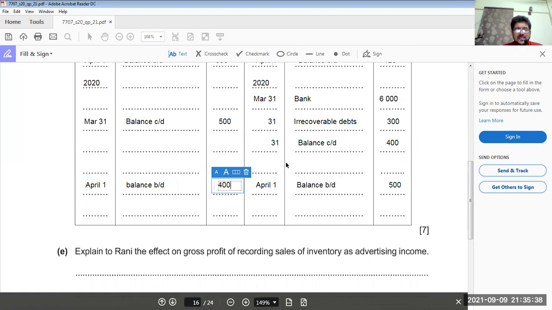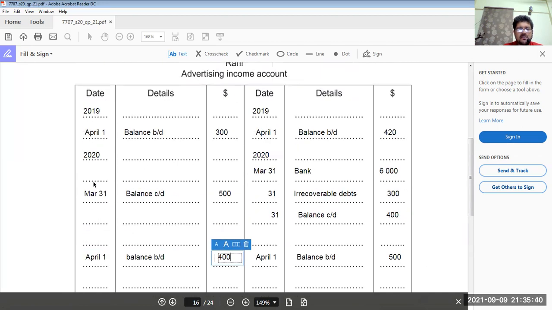Now what is left? On 31st March, how much was transferred to income, or what is the income from rent and advertising? What is the income from advertising during this year? So we have to shift it to the income statement. This amount is missing and we have to calculate it using our calculators. Now see what we have to do.